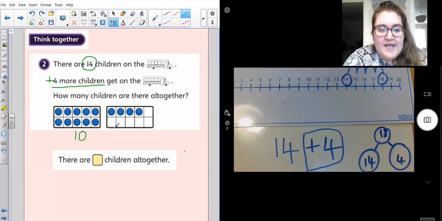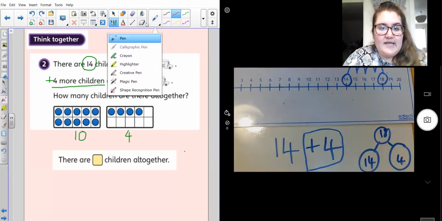Okay, because it's full. Now on here, I can see 1, 2, 3, 4. Okay, there we go. So they are the original children on the bus. There are 14 children on the bus, and these two 10 frames are representing 14.